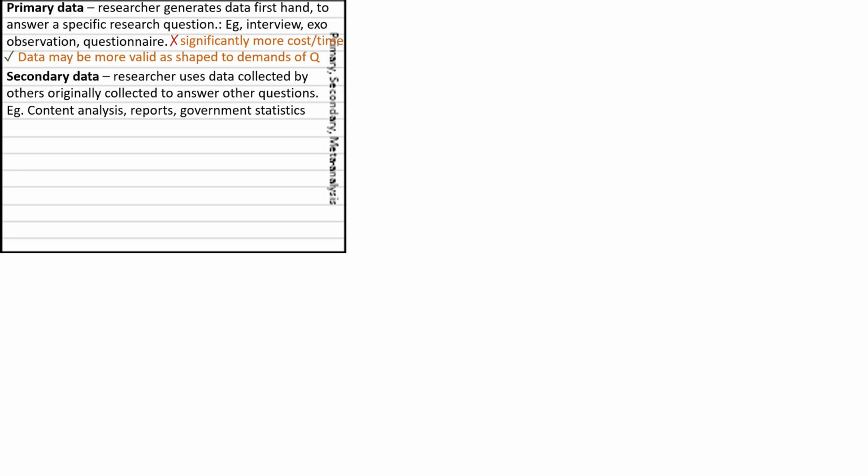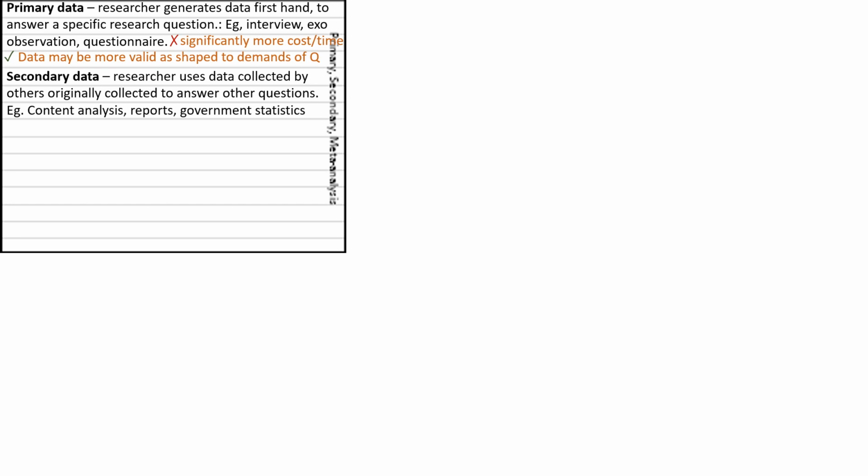So what is secondary data? Secondary data is when the researcher uses data that's been collected by others originally to answer other research questions. So that's two things I'm saying about secondary data. Data collected by others, so it's second-hand information. And it was originally collected to answer a different research question. And common examples of this are content analysis, government reports, and statistics.